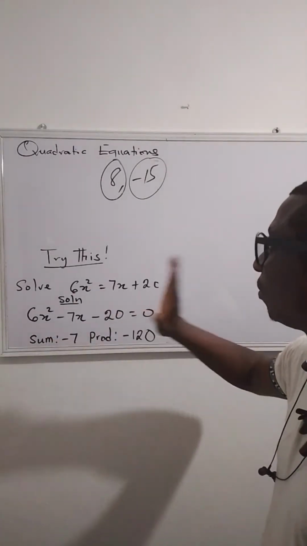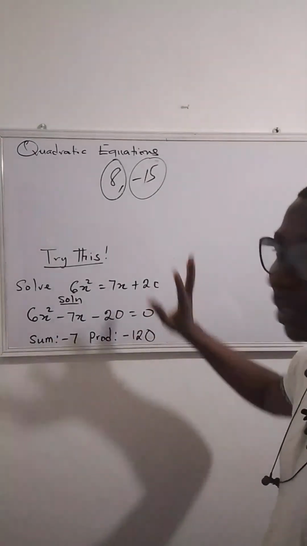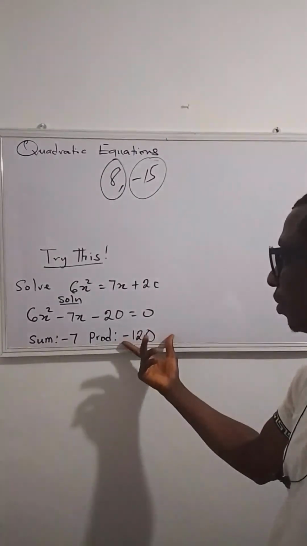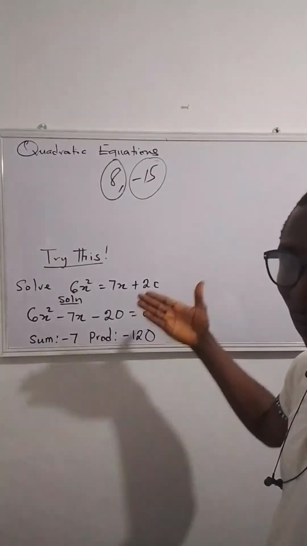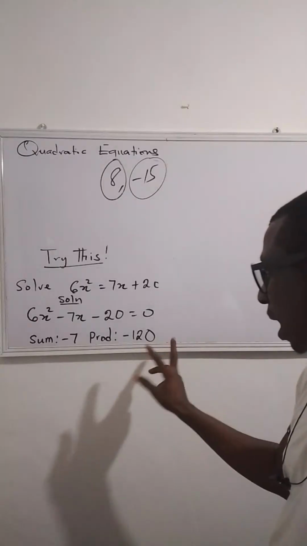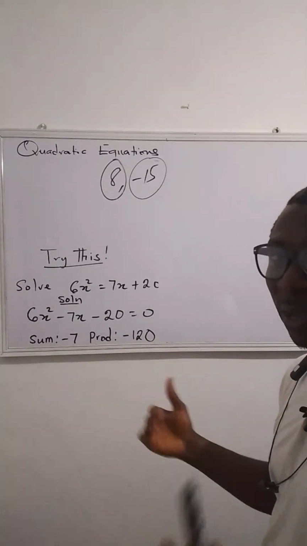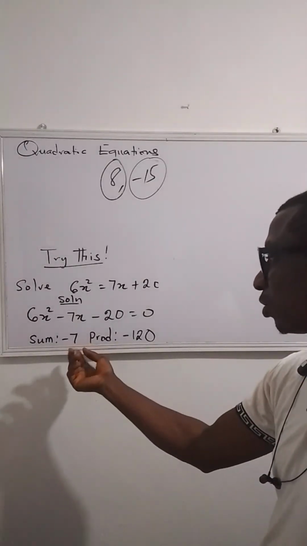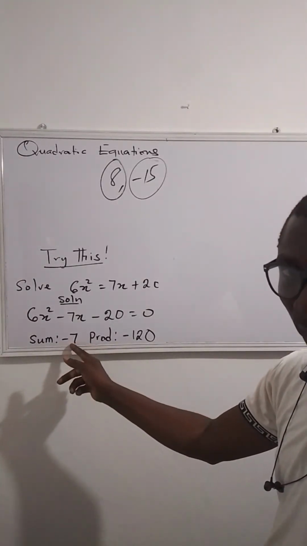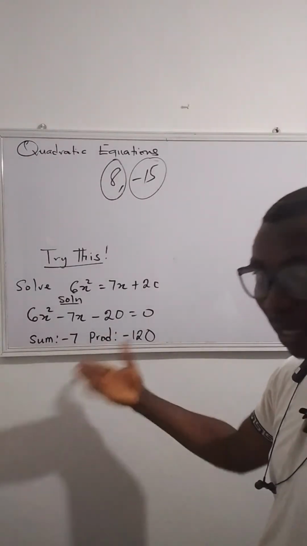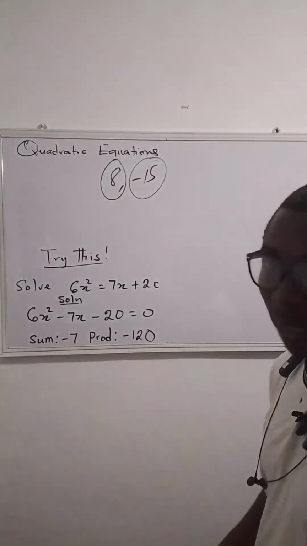All right. And don't forget, I told you that getting this number is very easy. Just look for factors of 120. And as you're looking for factors of 120, also consider your sum. Now, the pair you're going to pick is the one whose sum will give you minus 7. So you begin to look for it as you're looking for factors of minus 120.